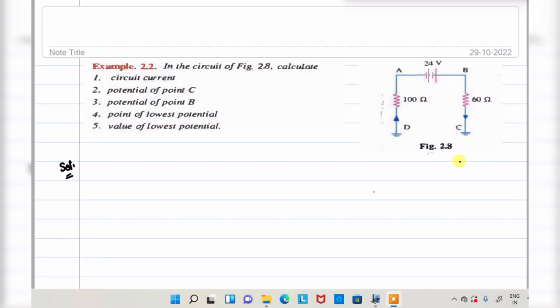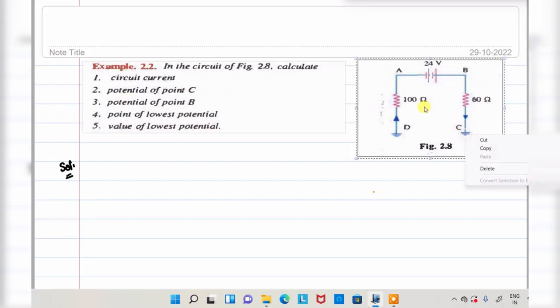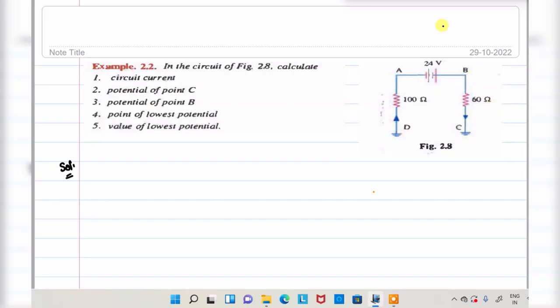Next, example 2.2. In the circuit shown in figure 2.8, calculate the circuit current, as well as the potential of point C, the potential of point B, and the point of lowest potential. After calculating that, you can tell the point of lowest potential and the value of lowest potential. We will discuss one by one.